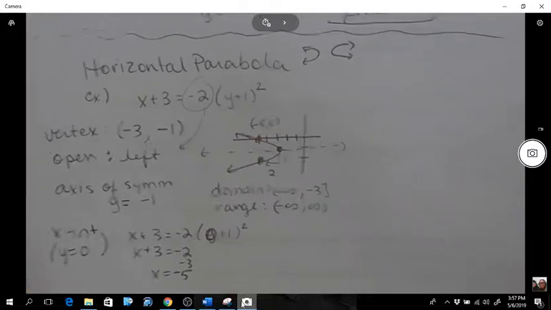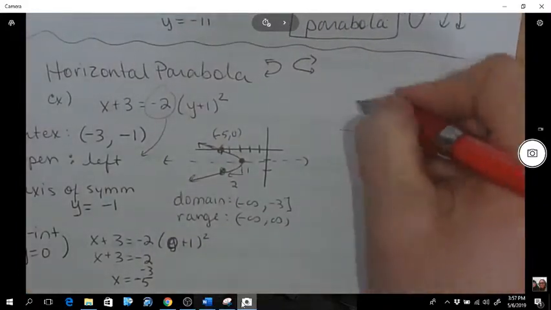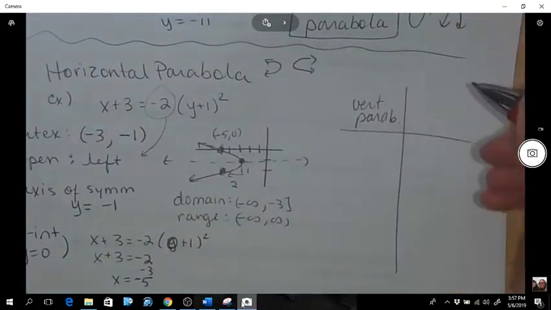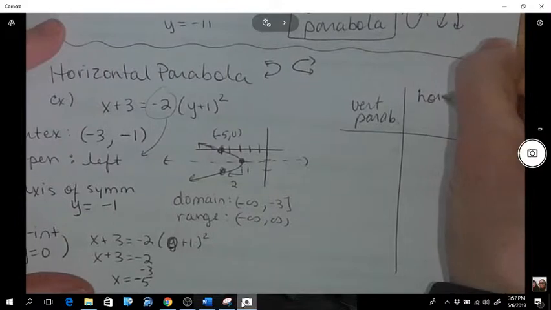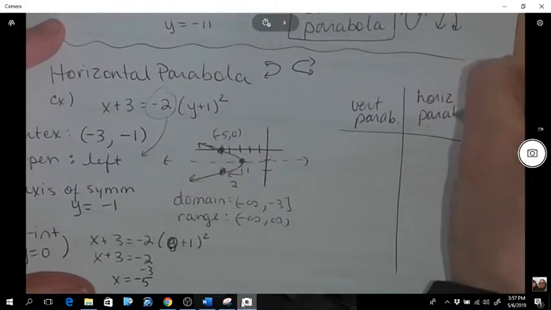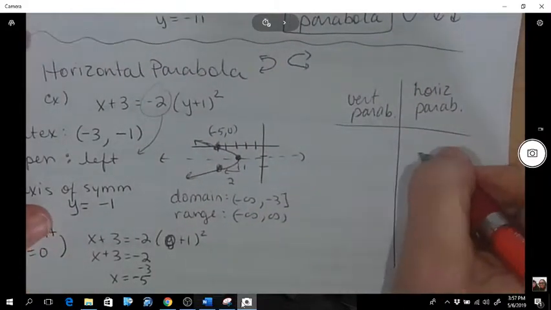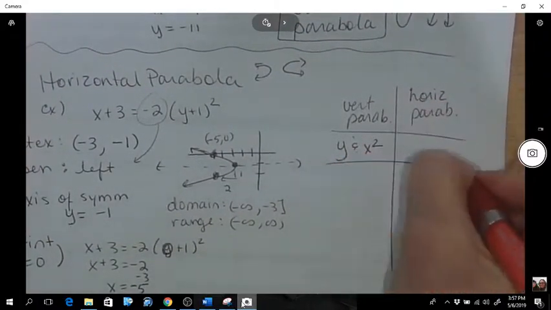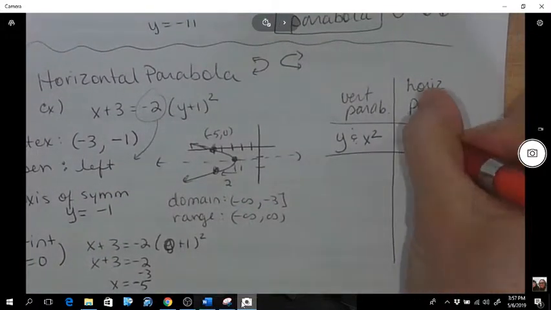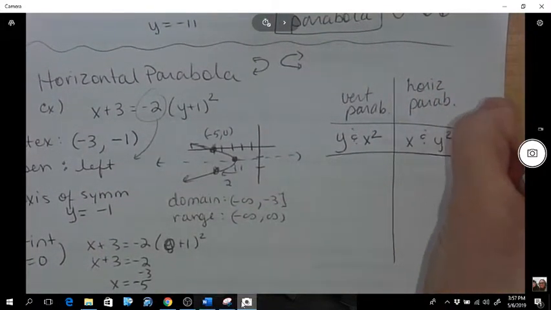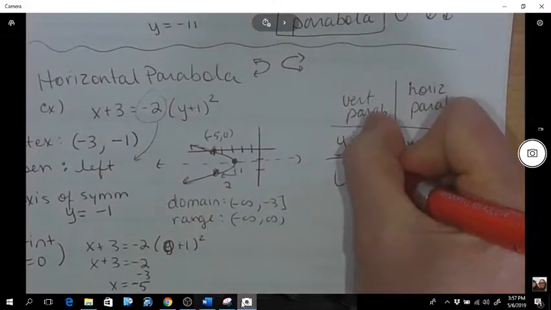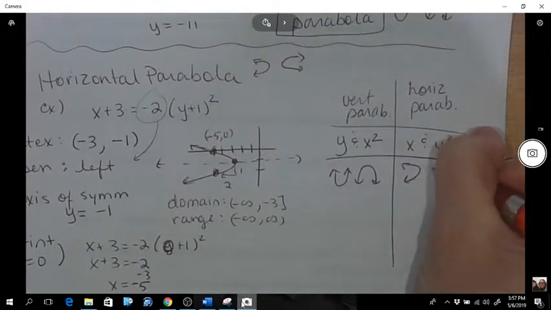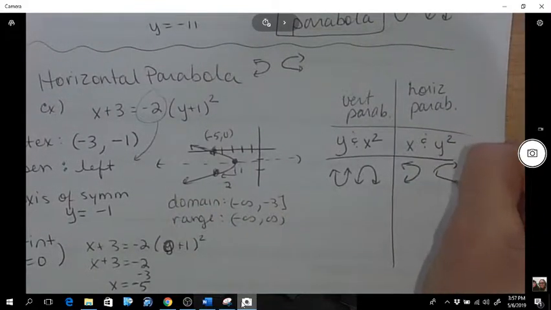Okay, so let's look at a comparison. So grade 11, we did vertical parabola. And now we're doing a horizontal parabola. So what are some differences? So this one would have had a y and an x squared in the equation. And the horizontal will have an x and a y squared. A vertical will open up or down, and a horizontal will open left and right.